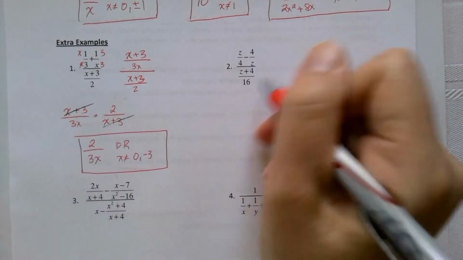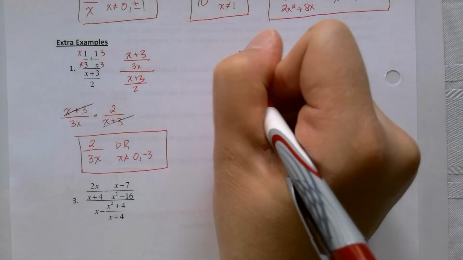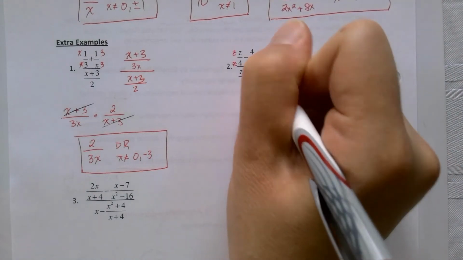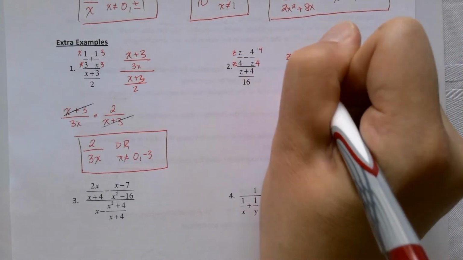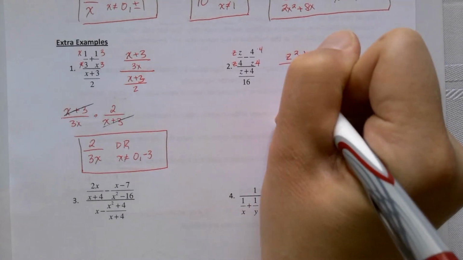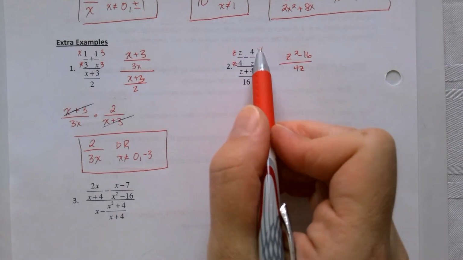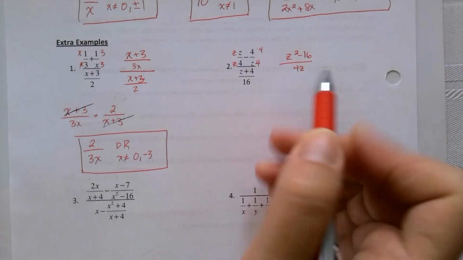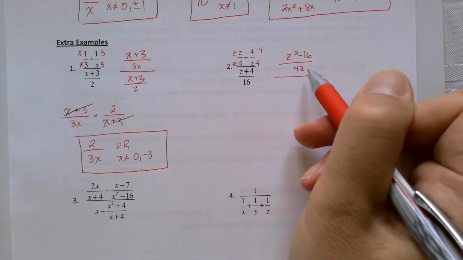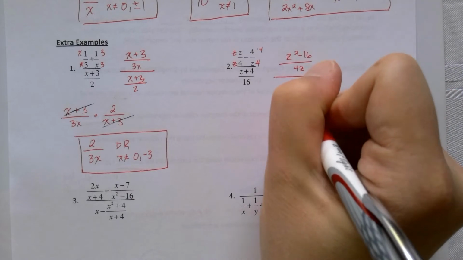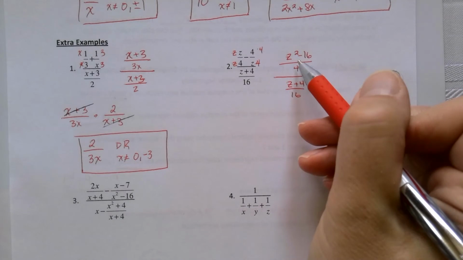Okay, looking at this one, same deal. The denominator's fine, but this numerator needs some work. So I'm going to put a z here and here. I'm going to multiply this by 4, and I end up with z squared minus 16 all over 4z. So again, it's z squared minus 16, and the common denominator is 4z. So we need some prior knowledge of adding and subtracting fractions, but this was a lot easier than some of the big messes. And then down here I have z plus 4 all over 16. So I've written it as a single fraction. That's it. That's the first step.